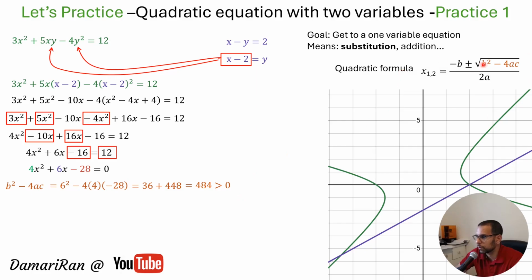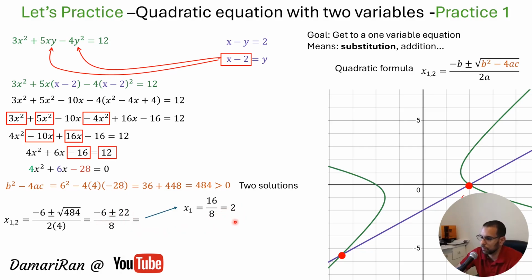Now, let's plug it into the quadratic formula. We put this discriminant right here inside the root, which gives us 22. All right, so this is B. I remind you this is minus B, and this is 2 times A. Just like we see here. All right, so minus 6 plus 22 gives us 16 over 8, which is 2. Minus 6 minus 22 gives us minus 28 over 8, which is minus 7 over 2. All right, so we have our 2 x coordinates for the intersection points.